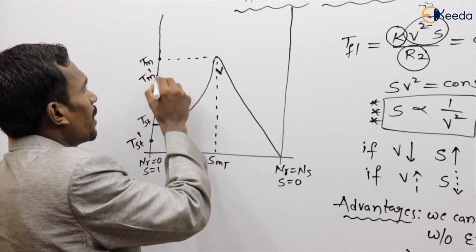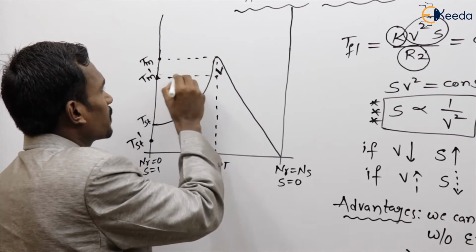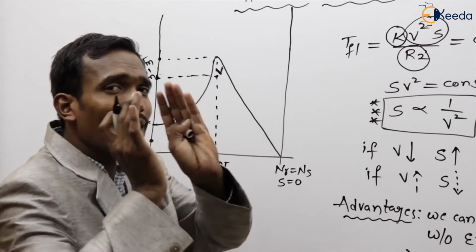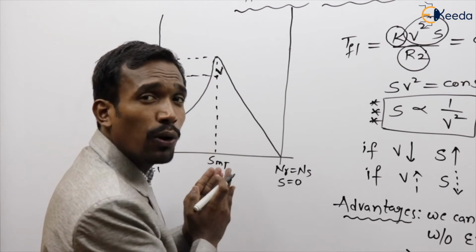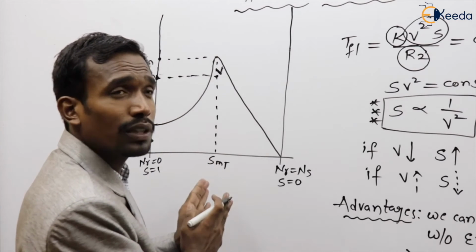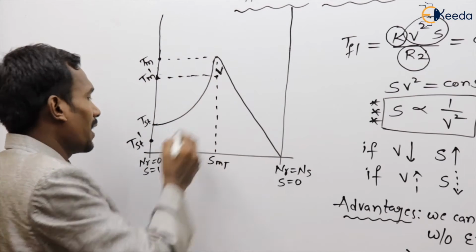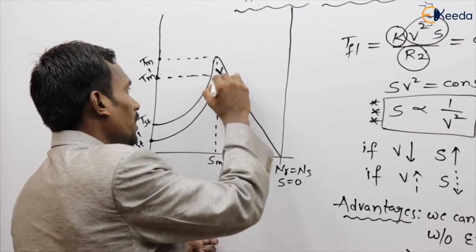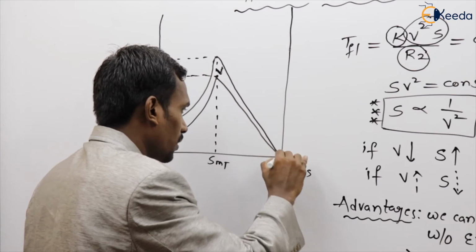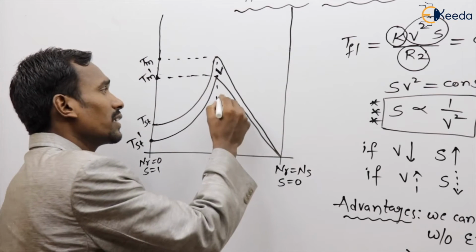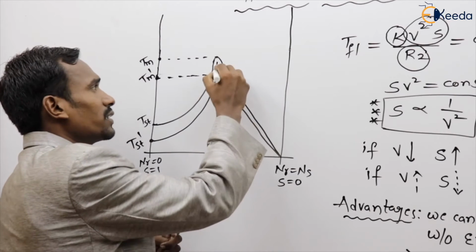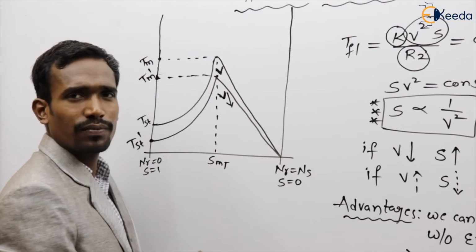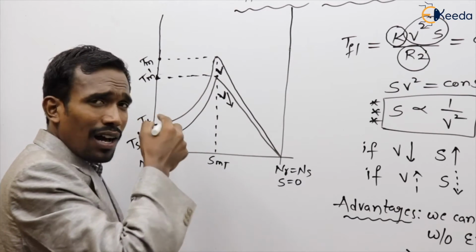For example, here my maximum torque takes place here, and there is no change in slip at maximum torque. Always maximum torque occurs at this slip only. So this is my maximum torque and this is my starting torque. Now the curves are like this. This is normal voltage and this is reduced voltage.